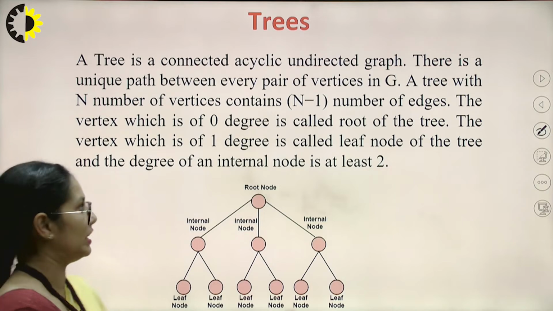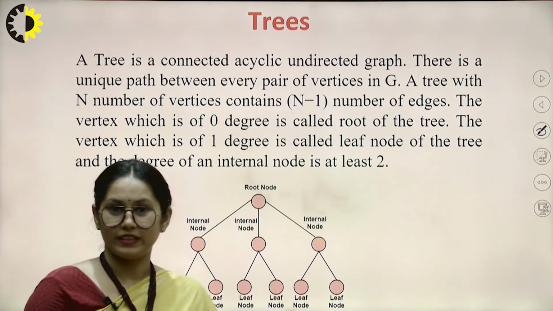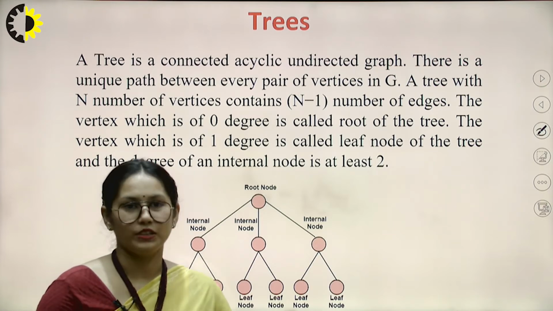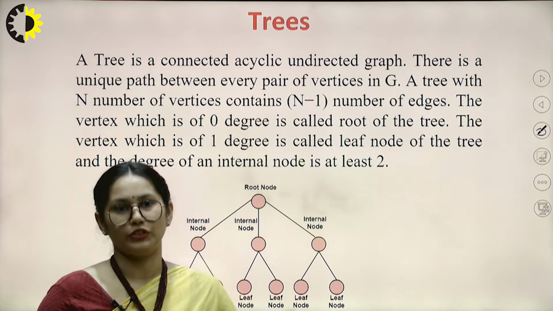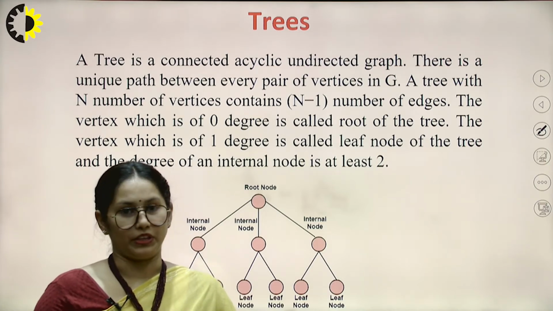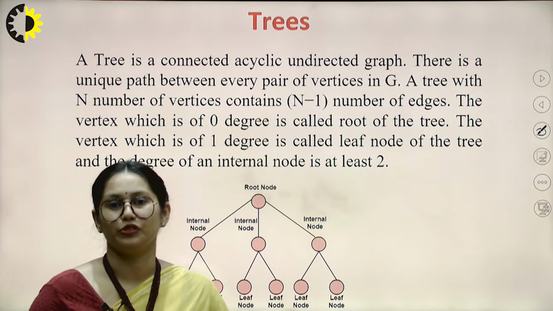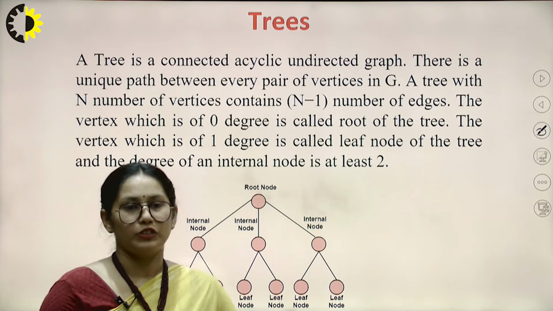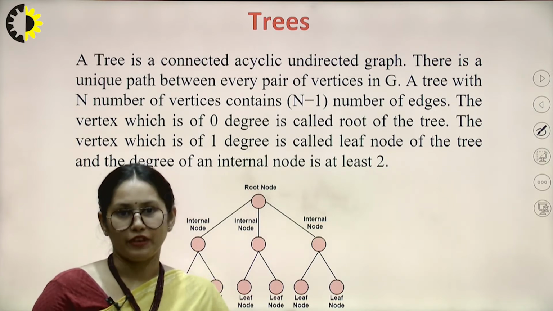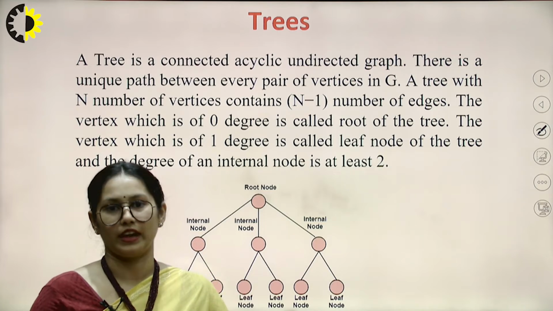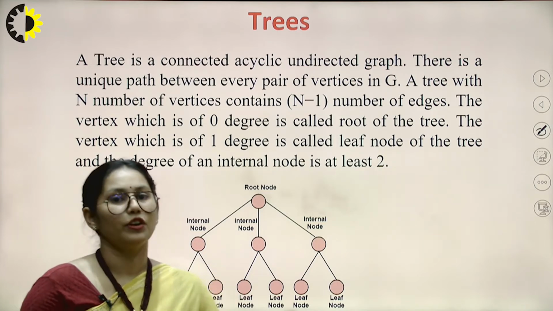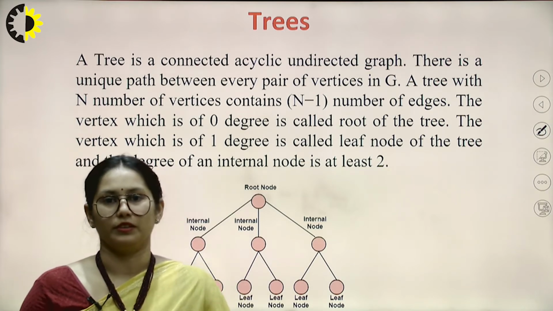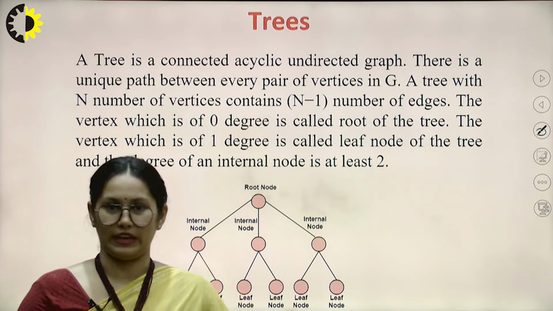What do you mean by tree? A tree is a connected acyclic undirected graph, not a directed graph. It is a kind of graph which has acyclic properties, that is, there should not be any cycles inside it, and it should be undirected. There is a unique path for every pair of vertices. So if we have a graph that is known as a tree, it means all the nodes are connected to each other with a unique set of edges.